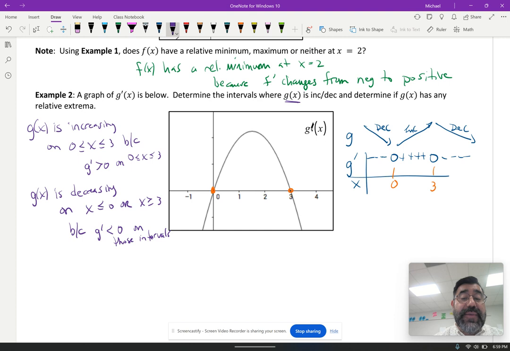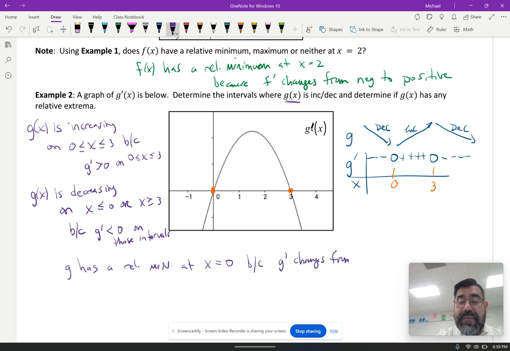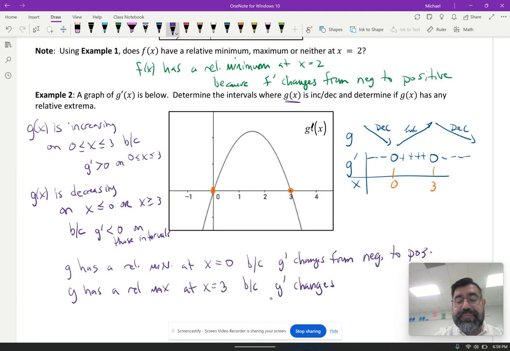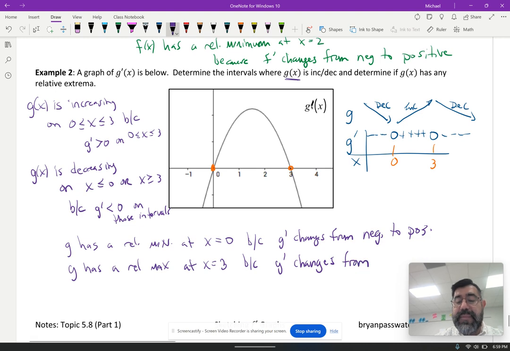Are there any relative maxes and mins? Yes. g has a relative minimum at x equals 0 because g prime changes from negative to positive. And g has a relative maximum, and that occurs at x equals 3 because the derivative changes from positive to negative.